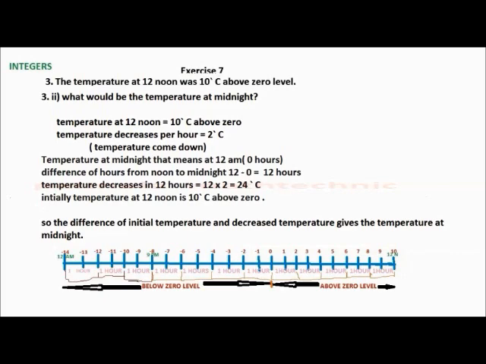Initially the temperature at 12 noon is 10 degrees centigrade above 0 level. So the difference of the initial temperature and the decreased temperature gives the temperature at midnight. That becomes 10, the initial temperature, minus 24 degrees centigrade. So 10 minus 24 becomes minus 14 degrees centigrade. So the temperature at midnight is minus 14 degrees centigrade.